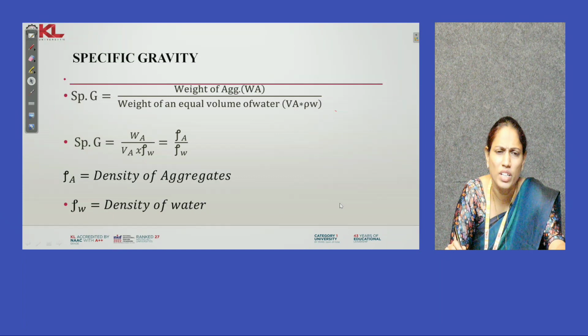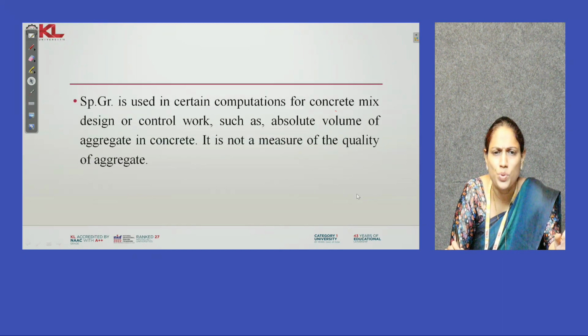Specific gravity can be found from the density of aggregate and the density of water, which equally gives the volume of water. Specific gravity is usually used for computing concrete mix design or control work, such as the absolute volume of aggregate in concrete. It is not a measure of the quality of aggregates.